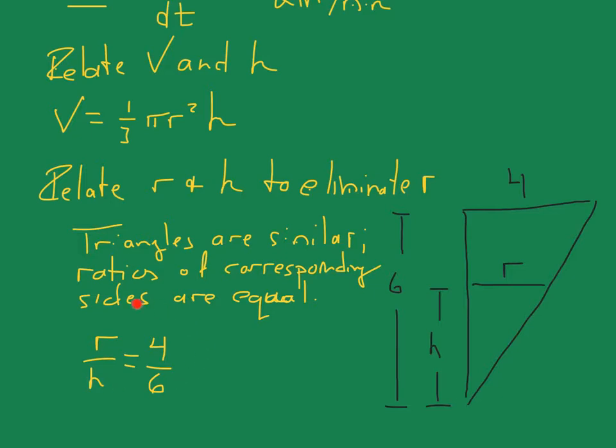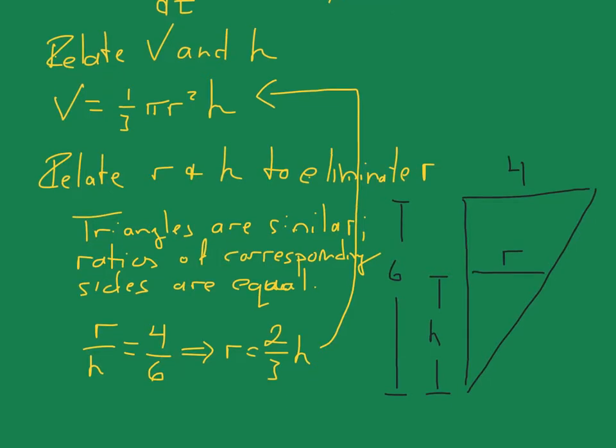Okay, well now looking at this, we can solve for r in terms of h. So what does this mean? So we can say, therefore, r is equal to 2/3 h. And what can we do with this? Well, we can plug this in to our formula up here, which related v to r and h. So what are we going to do? We're just going to replace the r in this equation up here by 2/3 h. Okay, so do that now.